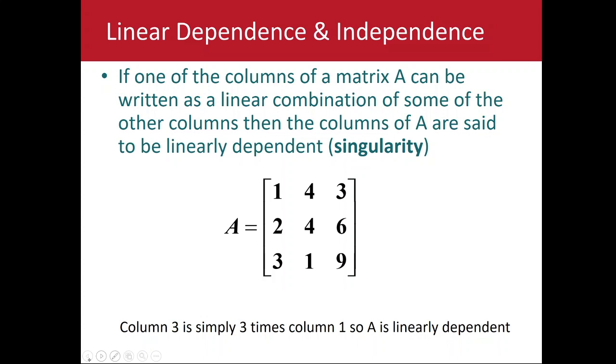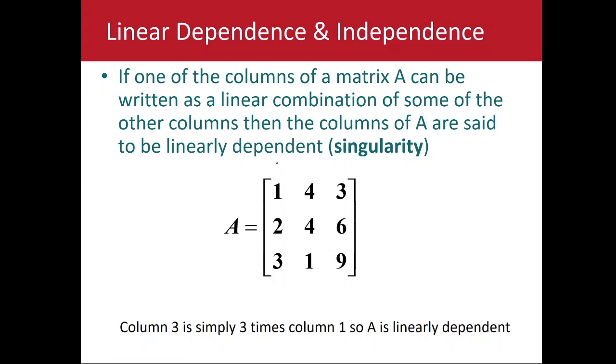We came up with a concept that was extremely important, and that is the concept of linear dependence or independence. A matrix A is said to be linearly dependent if one of the columns or one of the rows is a multiple or a linear combination of another column. So let me illustrate it better.